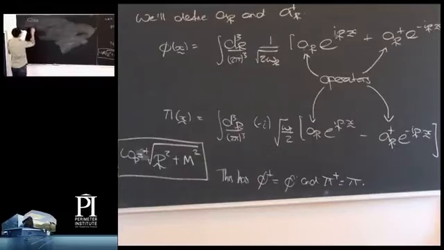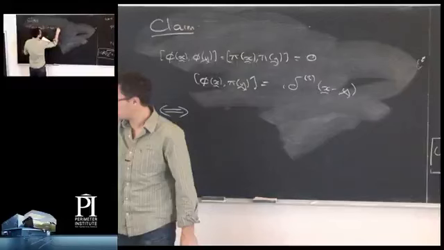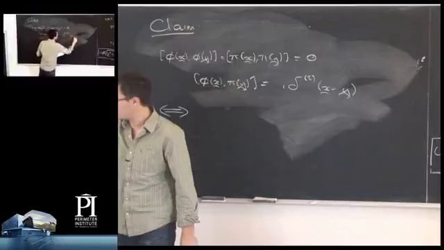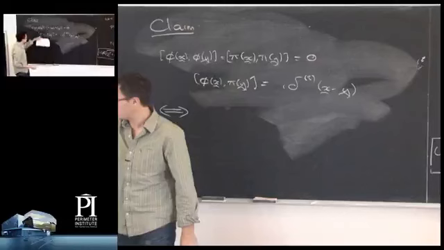So the commutation relations are basically that phi of x, phi of y is pi of x, pi of y is 0, and then the interesting one is that phi and pi don't quite commute when x is equal to y. Okay.